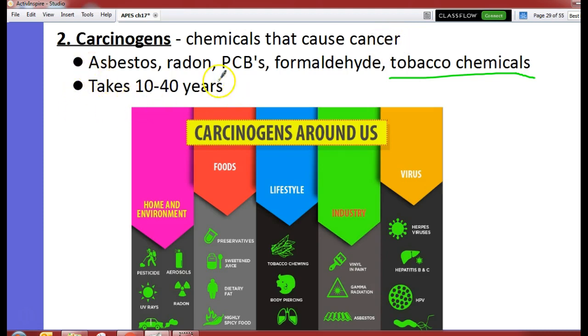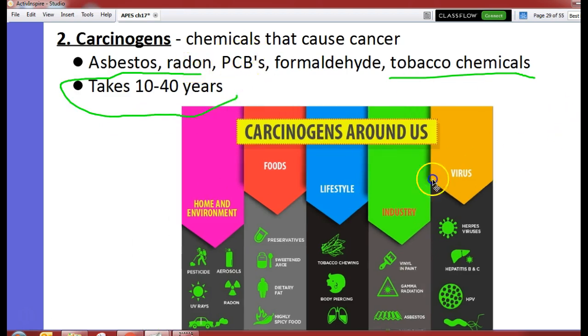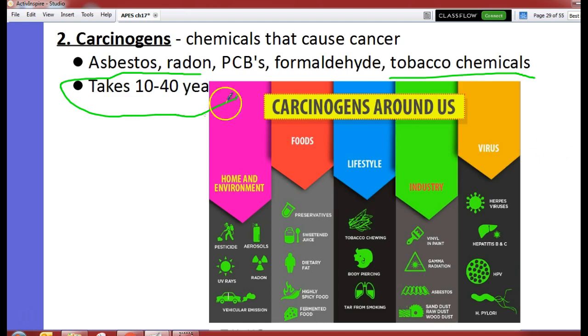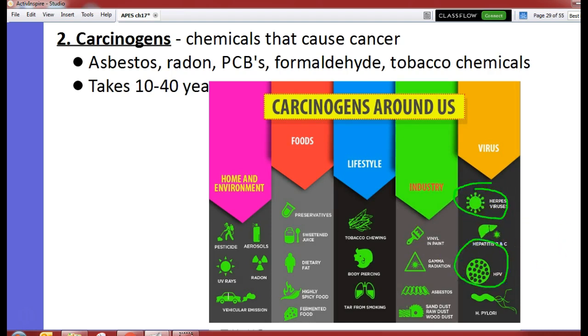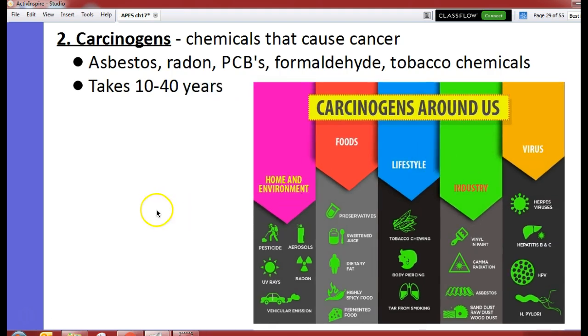So do these cause cancer immediately? No. Usually it takes 10 to 40 years before they're actually going to cause cancer. So what other things cause cancer? Obviously pesticides, right? Sunlight, vehicle emissions. They talk about preservatives, tobacco, vinyl and paint, asbestos, okay? And then certain viruses, like the herpes virus or HPV, can cause cancers like cervical cancer or other types of cancer. So lots and lots of carcinogens.